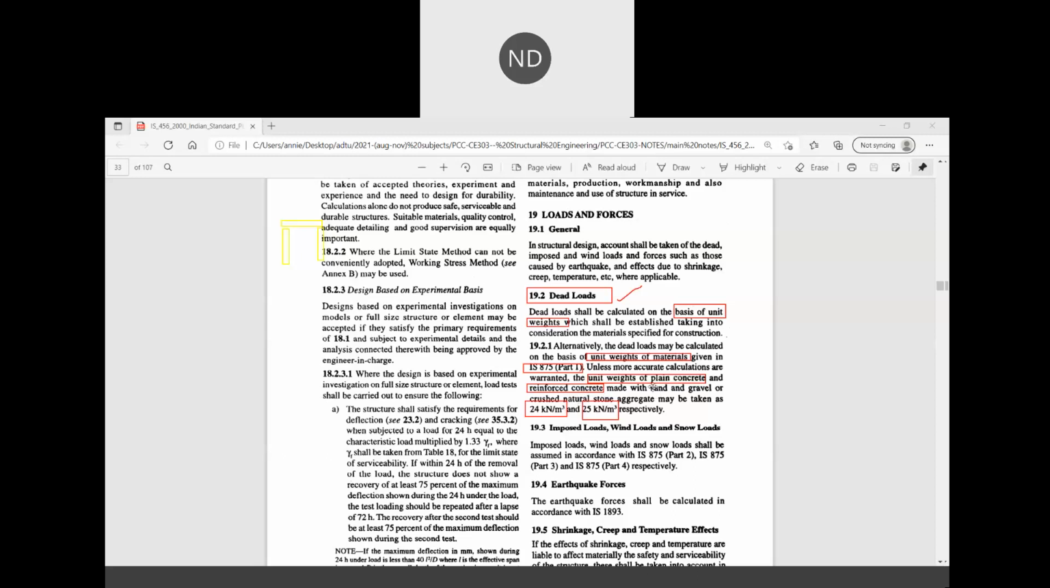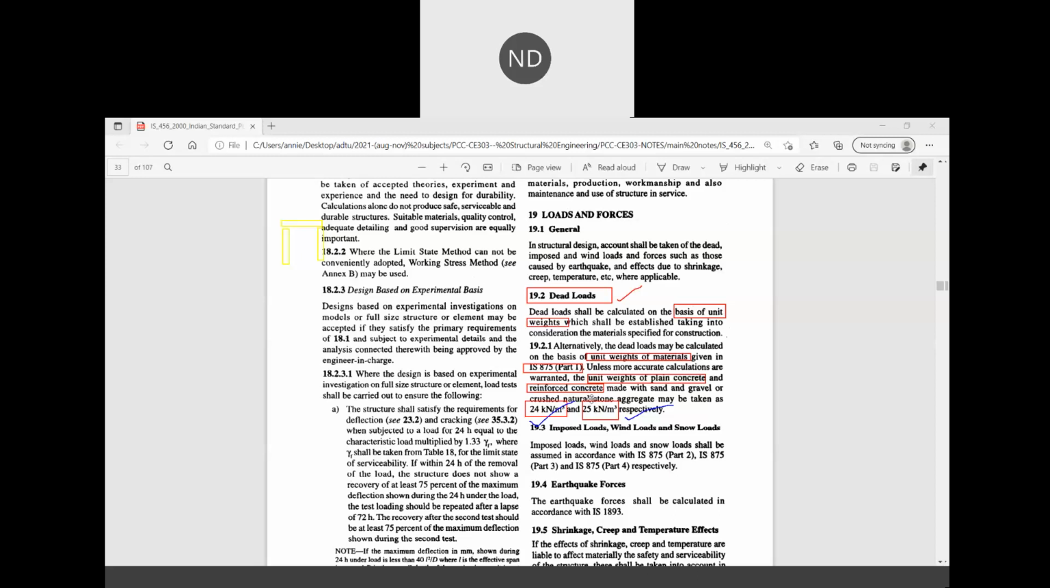So what is the unit weight? Your unit weight for plain concrete is always 24 kilonewton per meter cube. Stick this in your mind. And the unit weight of reinforced concrete is 25 kilonewton per meter cube. This is very basic and the most important thing you need to know.